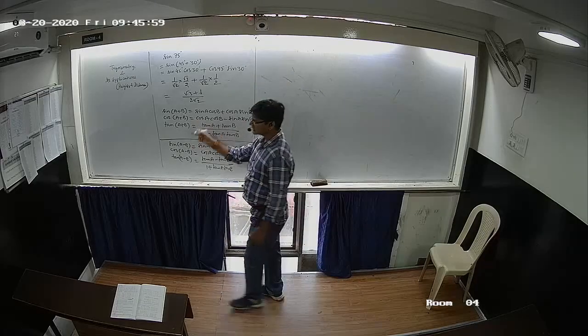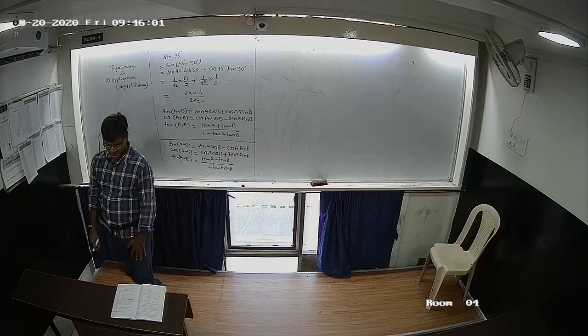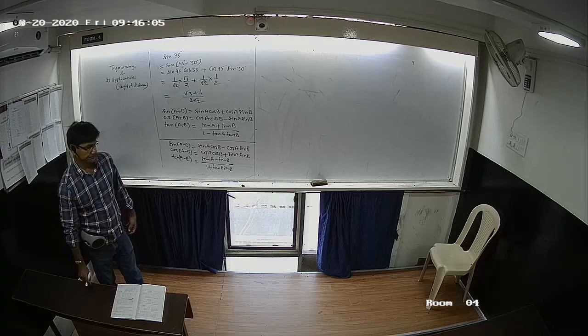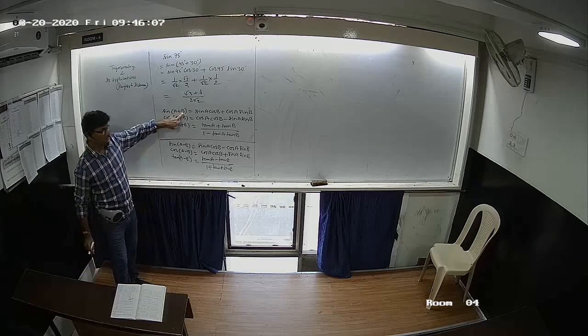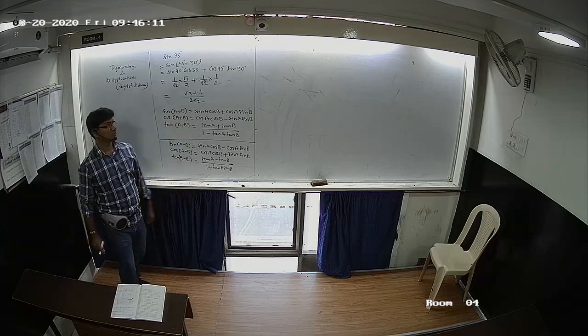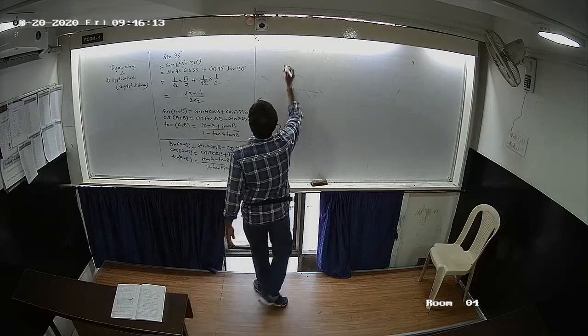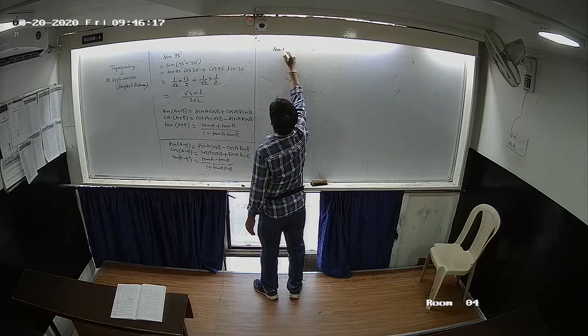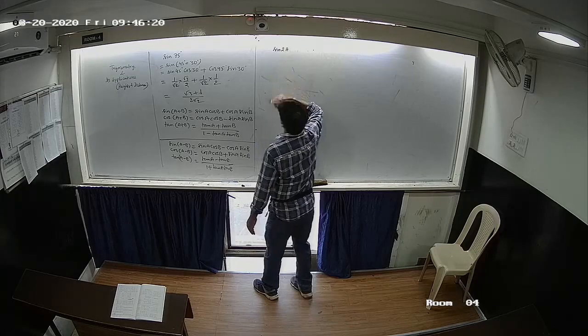Now, knowing the sum of the angles, we can get the formula for sin 2a. If we replace this b by a, it becomes sin(a plus a), and we get sin 2a. Okay? Let's get the formula for sin 2a.